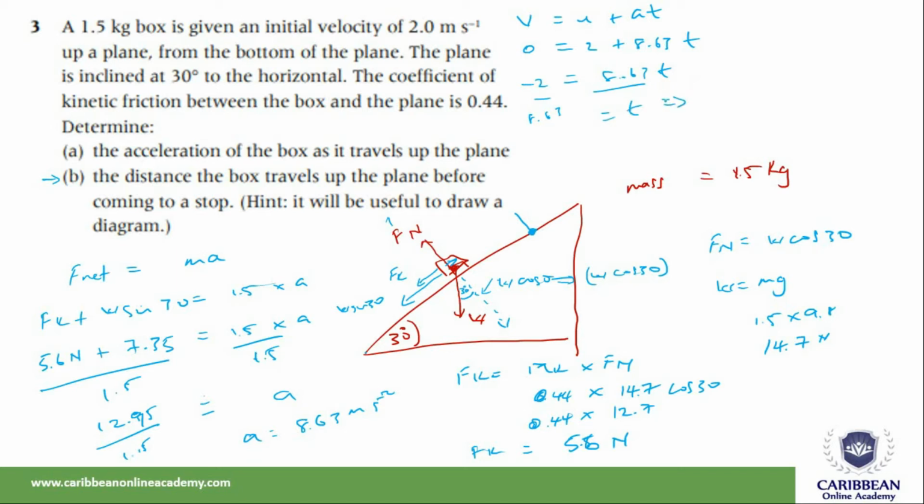So let's try that in our calculators. As we're ignoring that negative, 2 divided by 8.63 gives us a time of 0.23 seconds. Now that we know the time, 0.23 seconds, we also need to know the acceleration. Acceleration is 8.63 meters per second squared. We know the initial velocity u was 2.